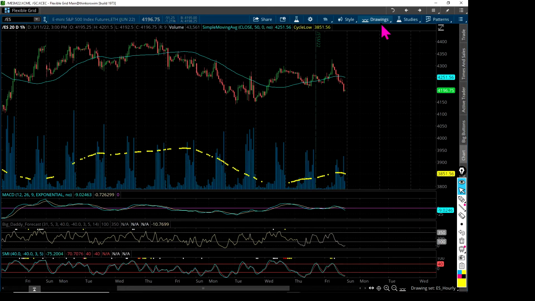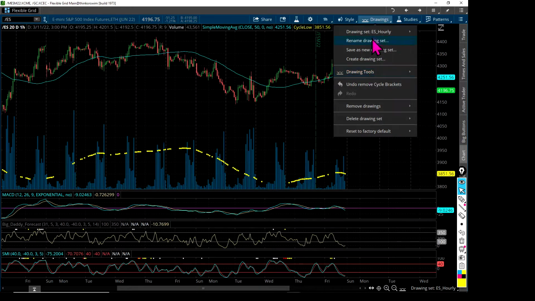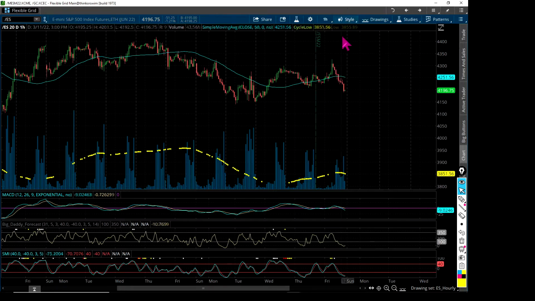Okay, I've got the cycle drawing. For those who don't know, if you want to do it on the TOS platform, you go to drawings, you grab the drawing, you come all the way down, that little guy right there, which I already chose, so we're good to go. Hourly chart. Let's do it together. Let me look at some anchor points. Let's take a look at this. So this is clearly a low point, and this is interesting.